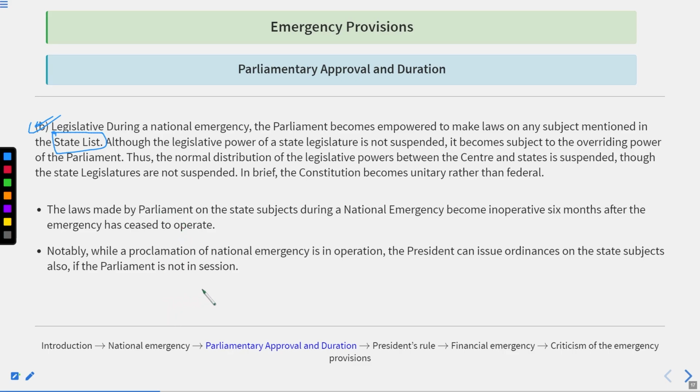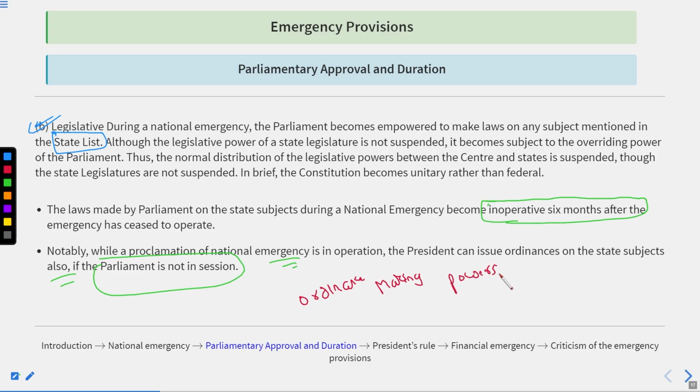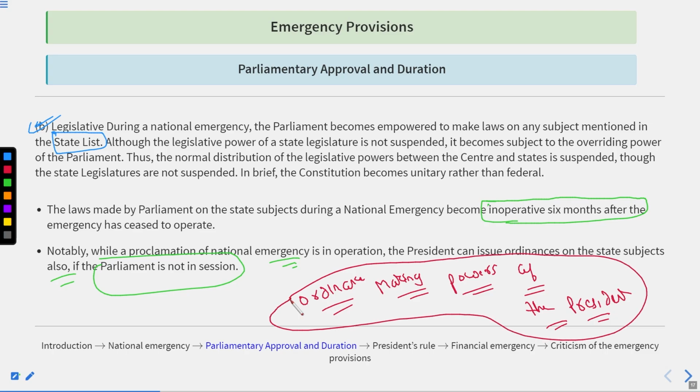The laws made by the parliament on state subjects during the national emergency become inoperative after 6 months of the emergency ceasing to operate. Notably, while a proclamation of national emergency is in operation, the president can issue ordinances on state subjects also if the parliament is not in session. And this comes under the heading of ordinance making powers of the president. All right.